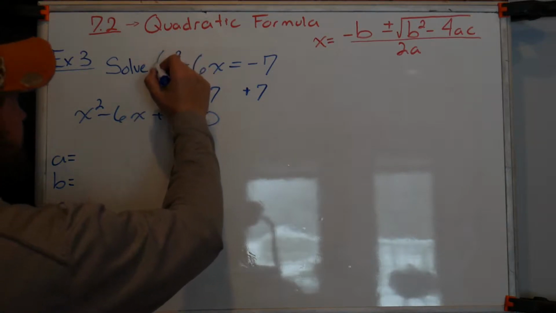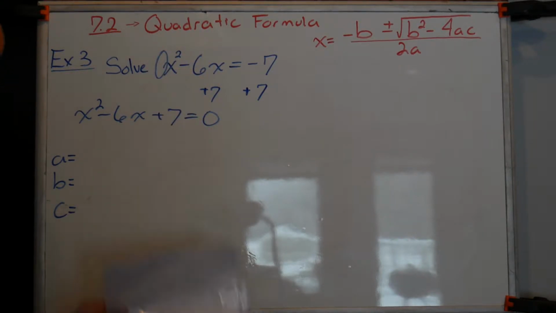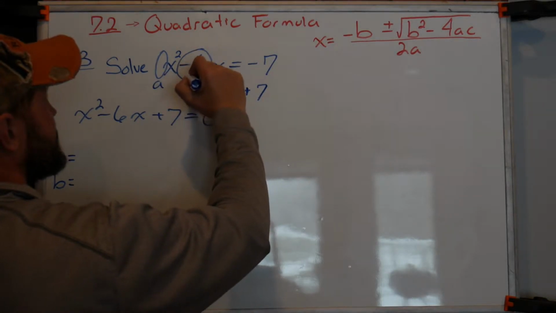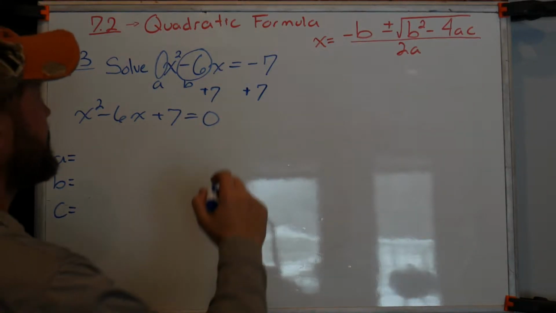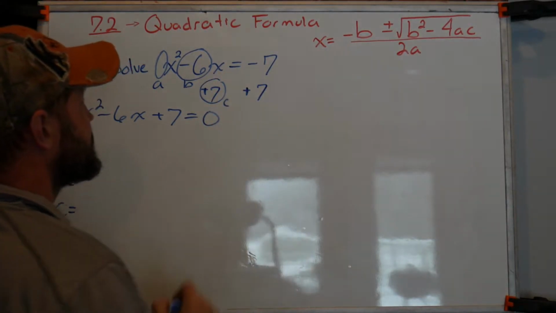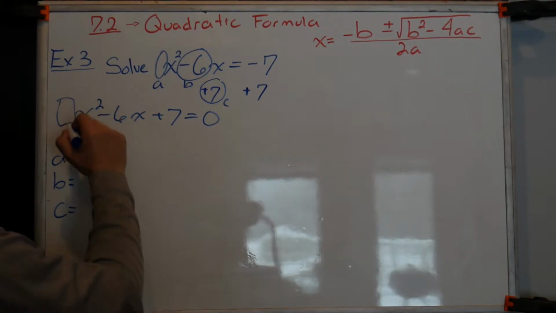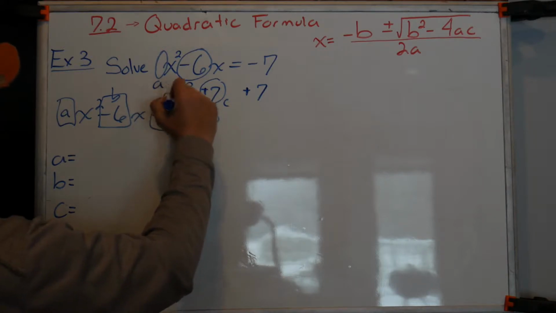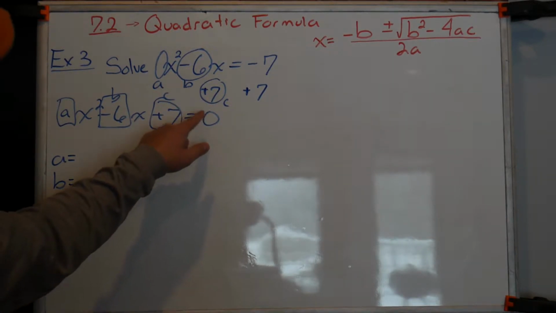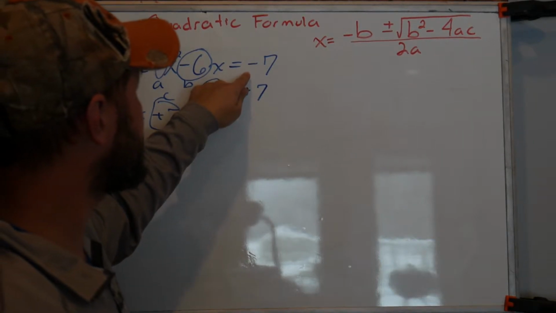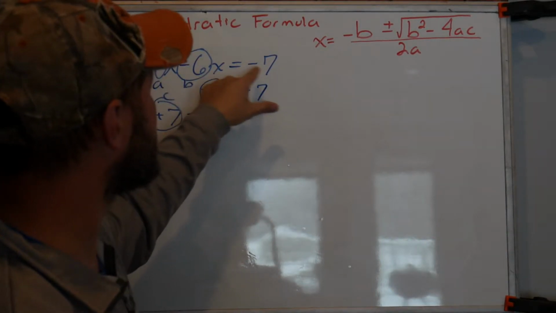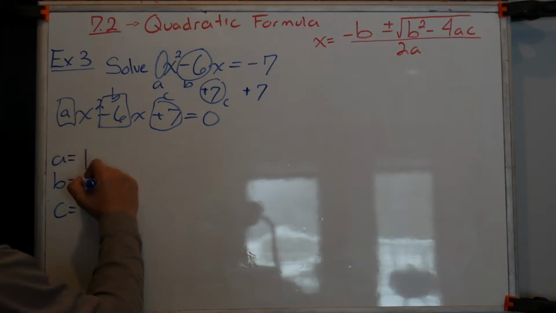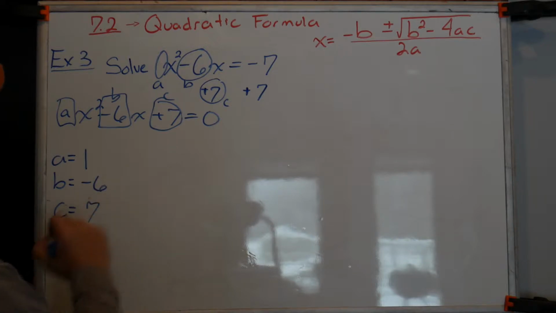Our A is always the number attached to x squared. Our B is always the number attached to our x. And then our C is always left over. So there's A, there's B, there's C. Once you understand this, you'll know if it's not set equal to 0, you just look at what number you're going to have and make it your C. So our A is 1, our B is -6, and our C is 7.